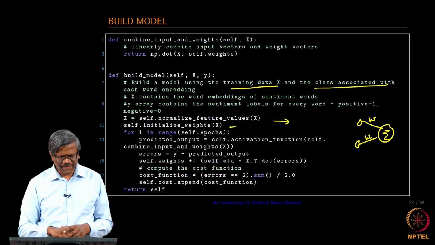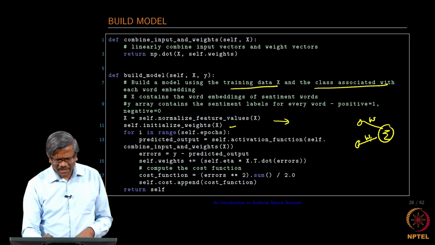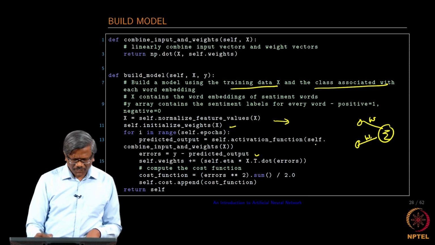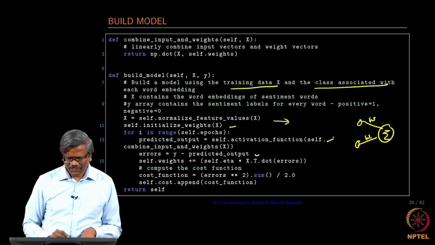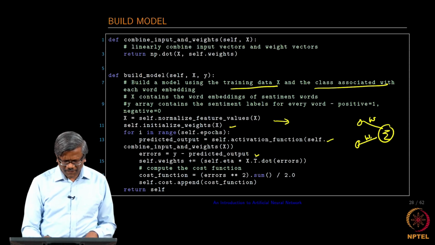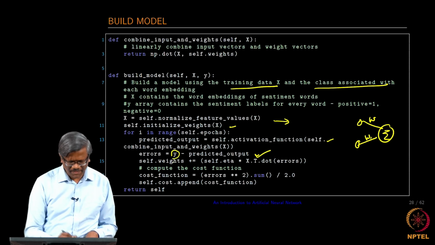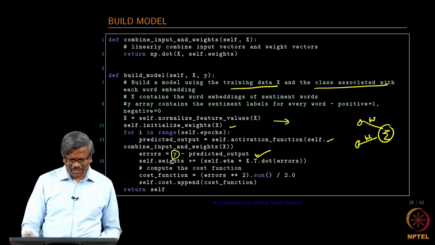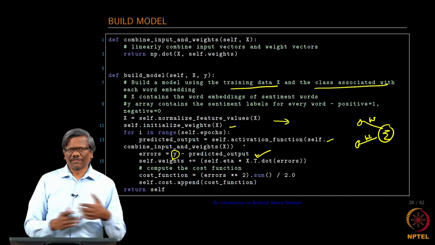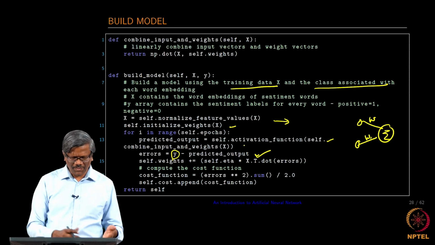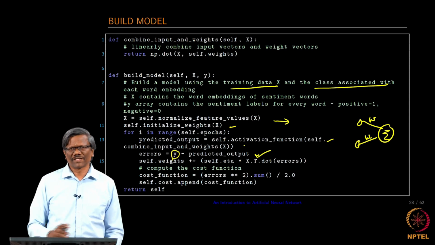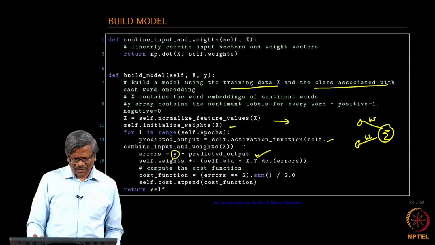These weights I am initializing, and then start computing the predicted output, and then find the errors. Since I know the value of the word with respect to the sentiment, I find out whether it is close enough or not close enough. If it is not close enough, I compute the error and then adjust the weight, so that in the next iteration it becomes closer to the actual value. Okay.